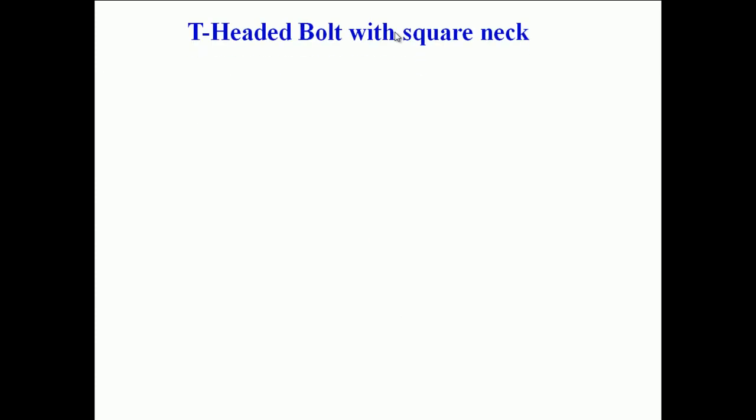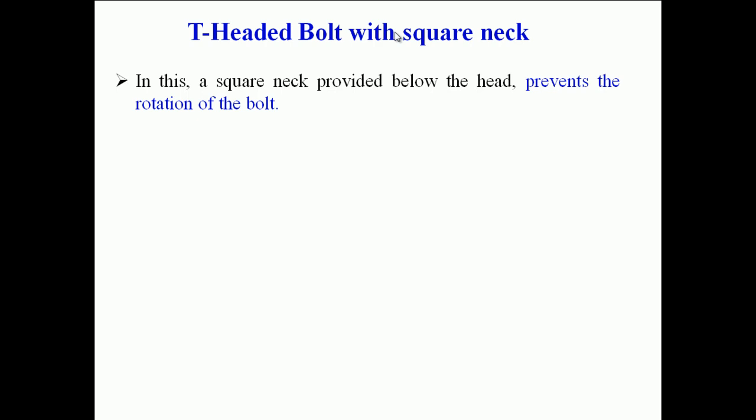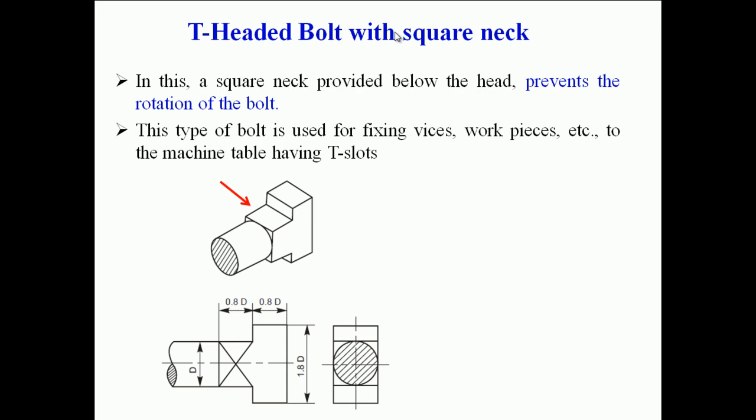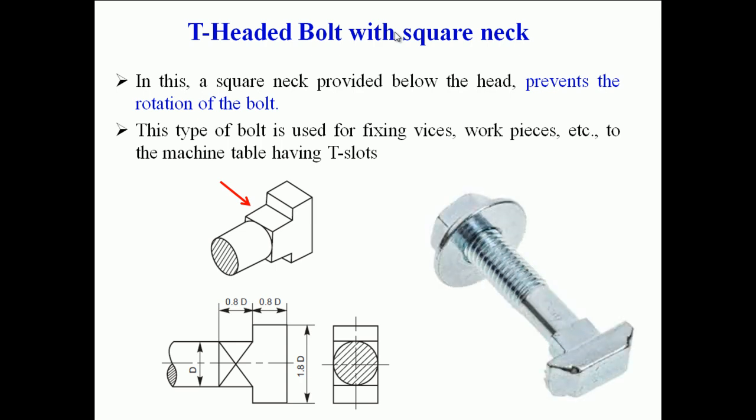Next one is the T-headed bolt with square neck. In this, a square neck provided below the head prevents the rotation of the bolt. So this is the T-headed bolt with square neck. Again you can see the square neck and it is looking like a T. That's why it is called a T-headed bolt with square neck. This type of bolt is used for fixing vices and workpieces to the machine table having T-slots. We can see this in our machine shop. This is the actual photograph of a T-headed bolt with square neck.